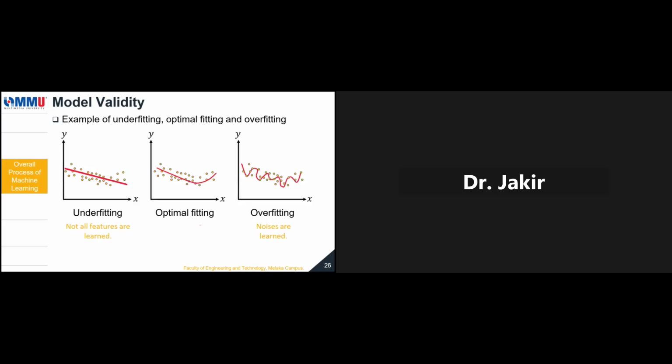So there are figures for underfitting, optimal fitting, and overfitting. See here, in underfitting not all features are learned, and the data is far from this line. This is a straight line. In the optimal fitting, you see that all data is near this line, which is linear regression, right? That is what we call optimal fitting. This is what we actually want. This is the good model. And sometimes it will look like that. It is overfitting, where noises are learned, right? So we have underfitting, optimal fitting, and overfitting.